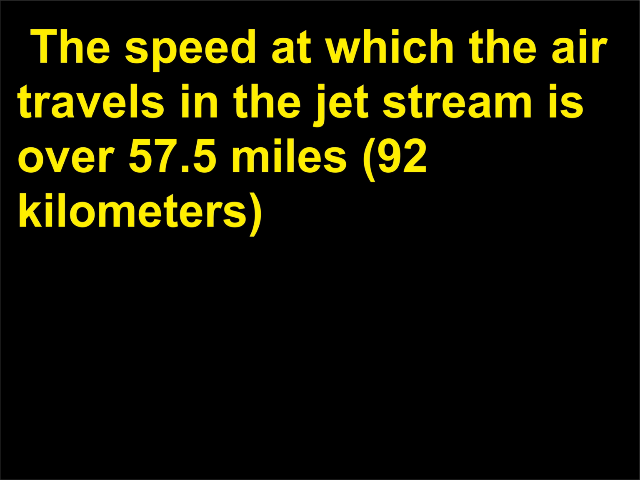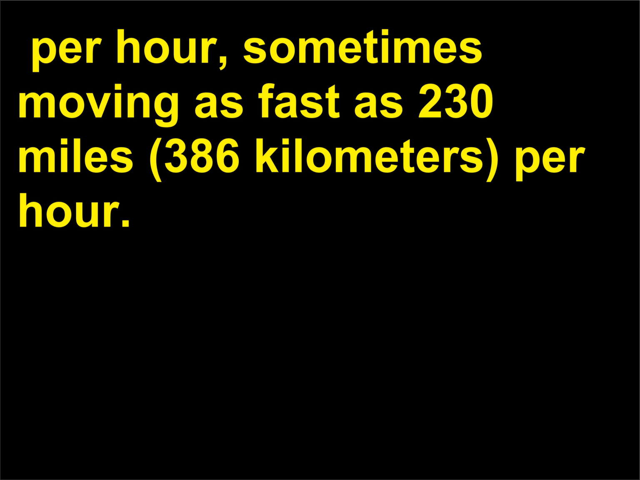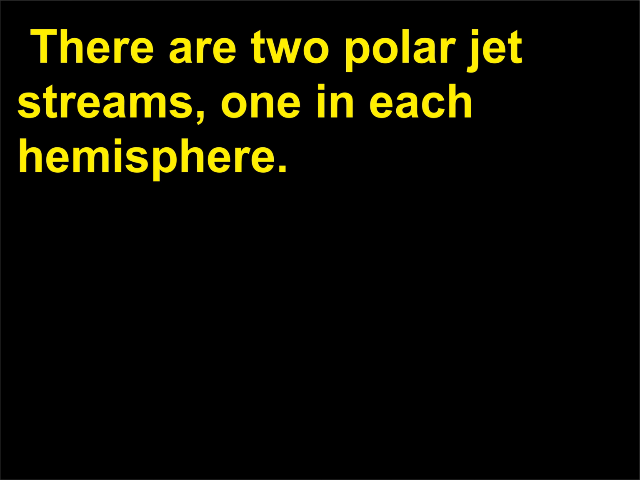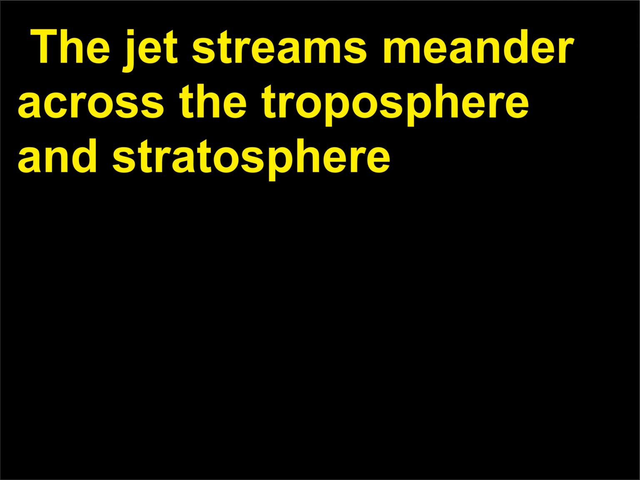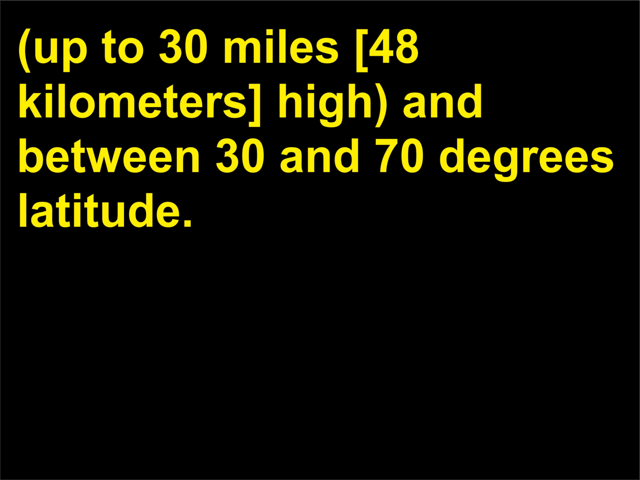The speed at which the air travels in the jet stream is over 57.5 miles, 92 kilometers per hour, sometimes moving as fast as 230 miles, 386 kilometers per hour. There are two polar jet streams, one in each hemisphere. The jet streams meander across the troposphere and stratosphere, up to 30 miles, 48 kilometers high, and between 30 and 70 degrees latitude.